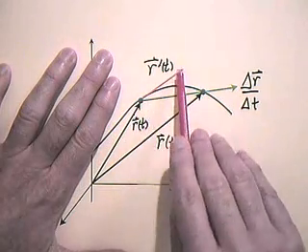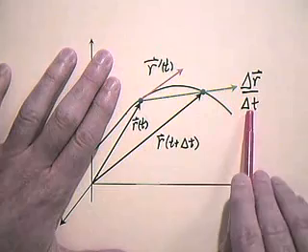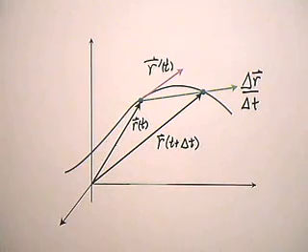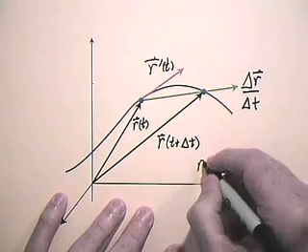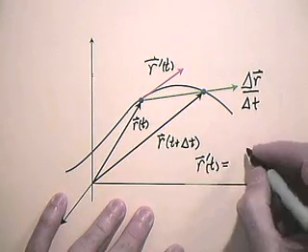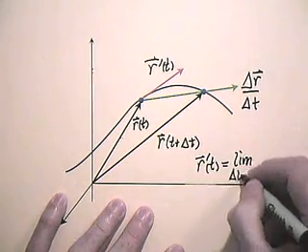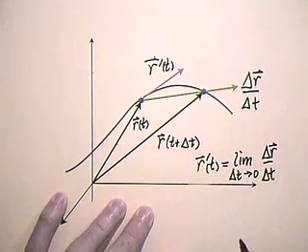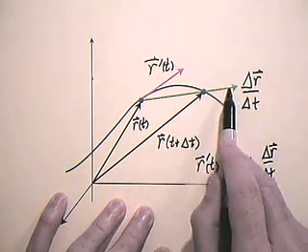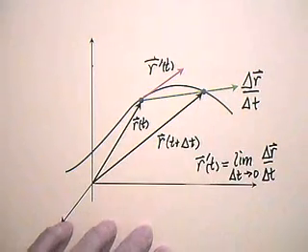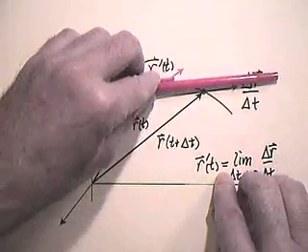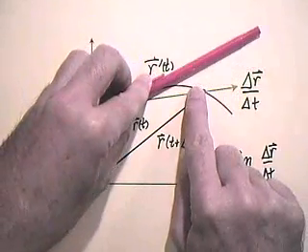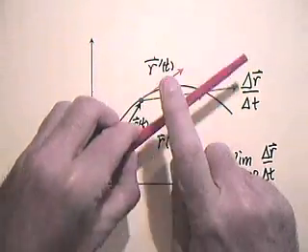So that r prime of t is the limit of delta r over delta t as delta t goes to 0. That will be tangent to the curve. So let's write r prime of t equals the limit as delta t approaches 0 of delta r over delta t. And so as this second point moves back to the first, you see the arrow through those 2 points is going to turn and become tangent to the curve.